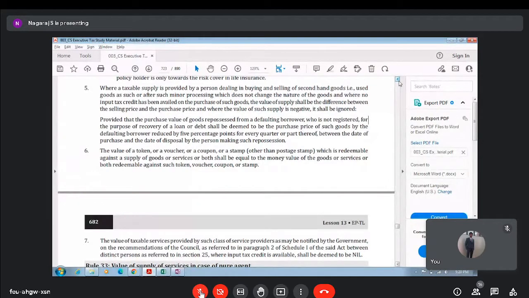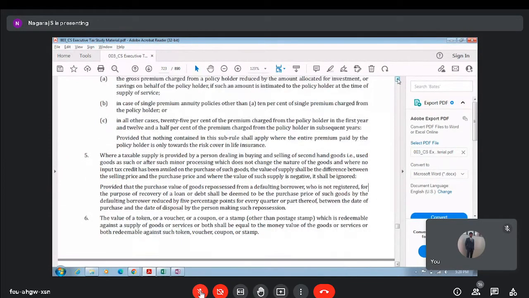Rule 31A. Where is it? If you have the vehicle, where is it?